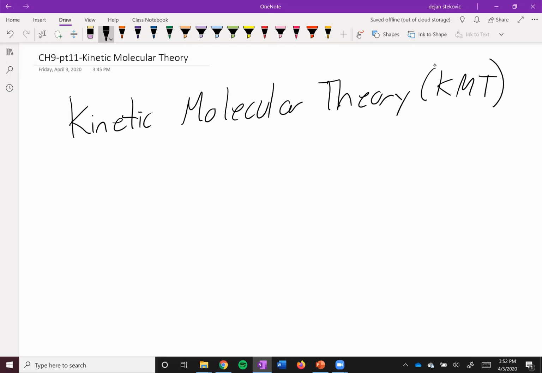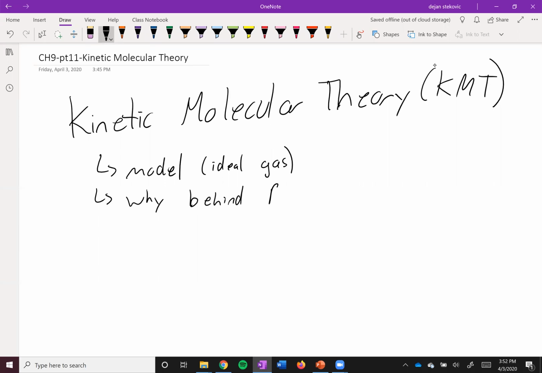All right, so next up, we're going to talk about kinetic molecular theory. This is the kind of model that we've been talking about, the model of our ideal gas. No gas is truly 100% ideal, but most of them under quote unquote normal conditions are pretty close to the ideal gas. So it's very useful, and it's going to provide the why behind our PV equals nRT.